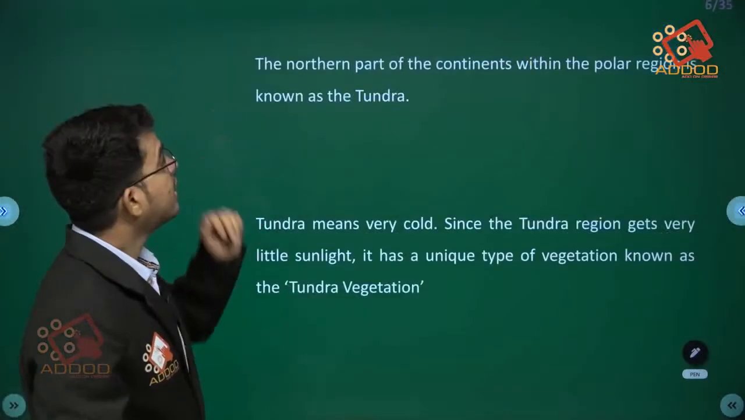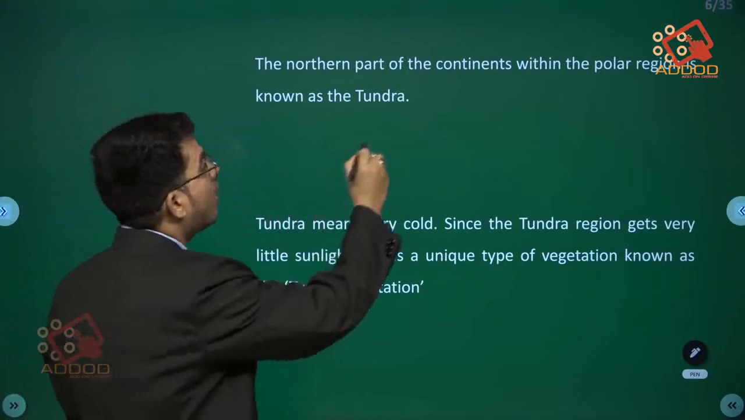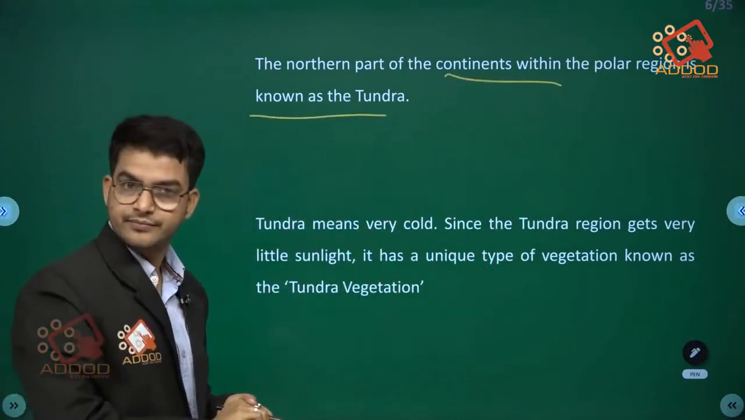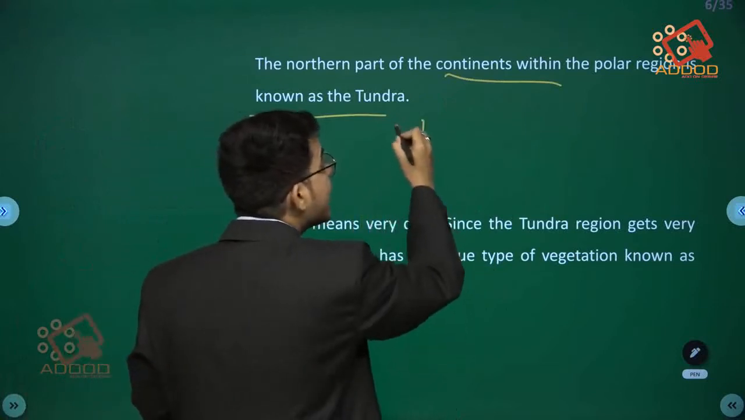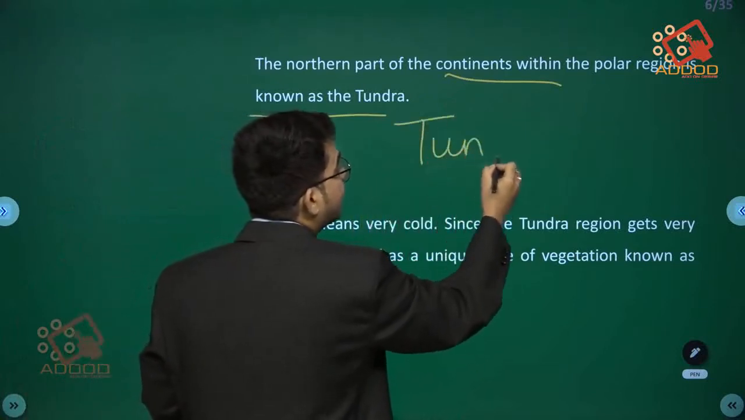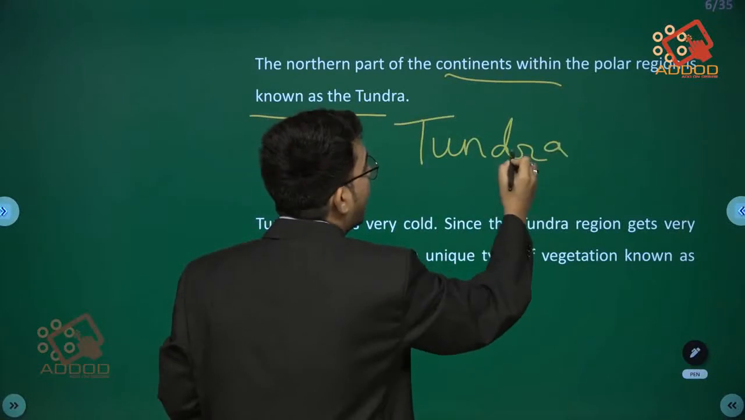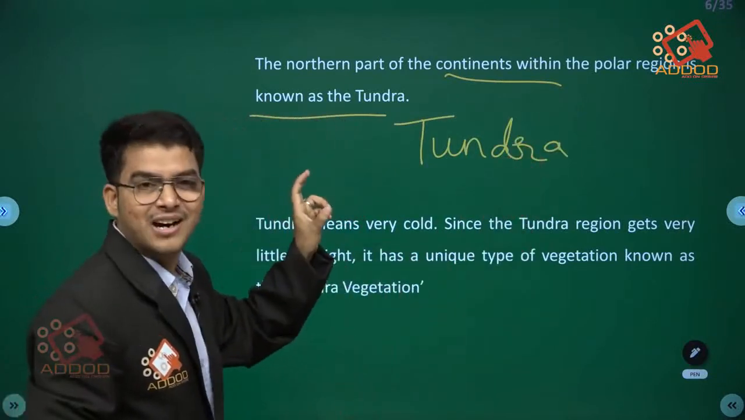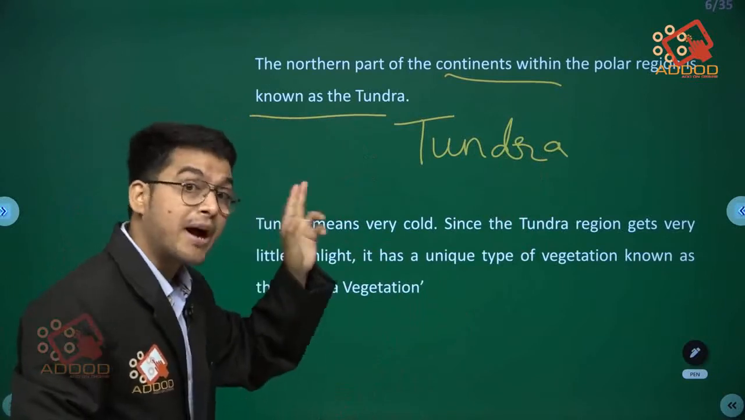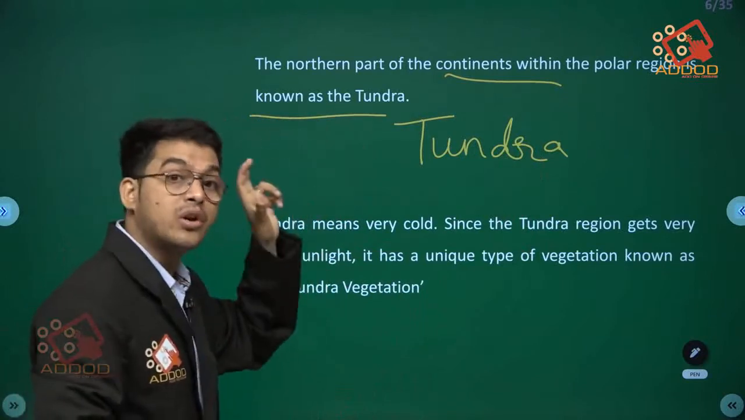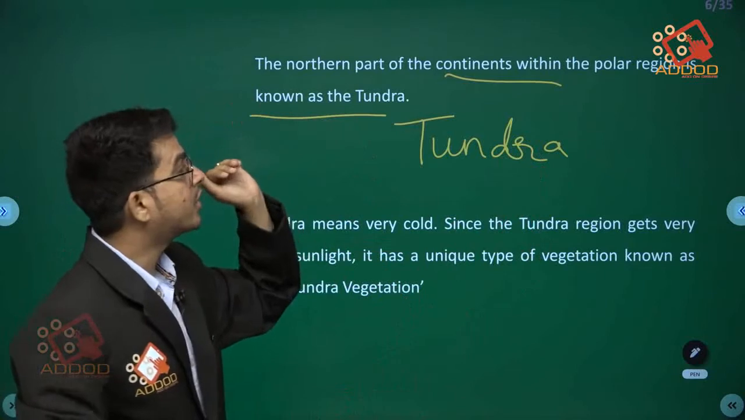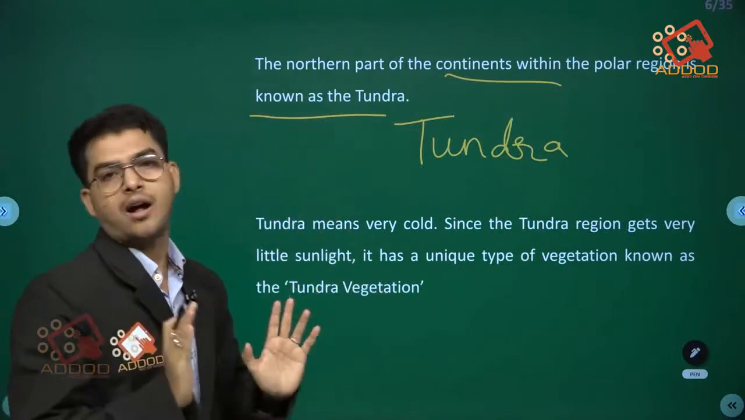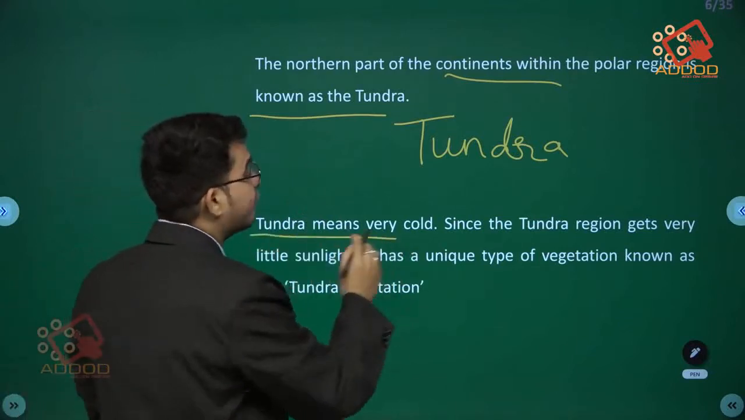Clear? So the northern part of the continent within the polar region is known as the tundra. What is that called? Tundra. Okay, very funny name, but you'll have to remember it. The northern part of the continent within the polar region is known as the tundra. Tundra means very cold.